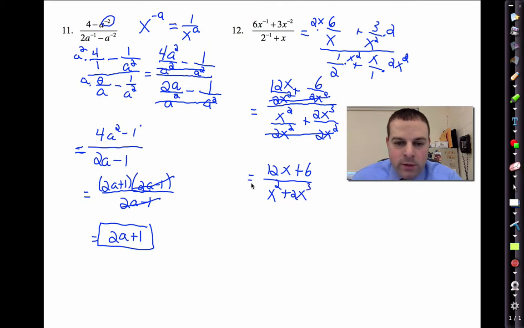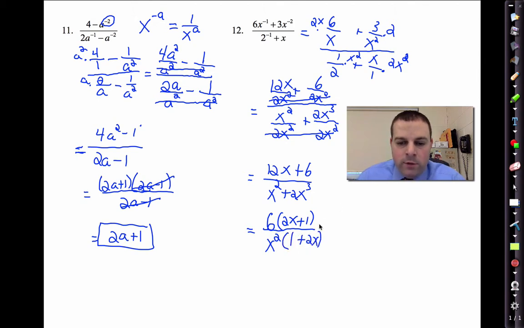Now that's our single rational expression, but anytime that we get that as a result, we must always look to see if it simplifies. Now through proper factoring techniques, we see that it's a GCF of 6 with a remaining binomial of 2x plus 1, which doesn't factor any further. And in the denominator, we see a GCF of x squared, which leaves us with 1 plus 2x.